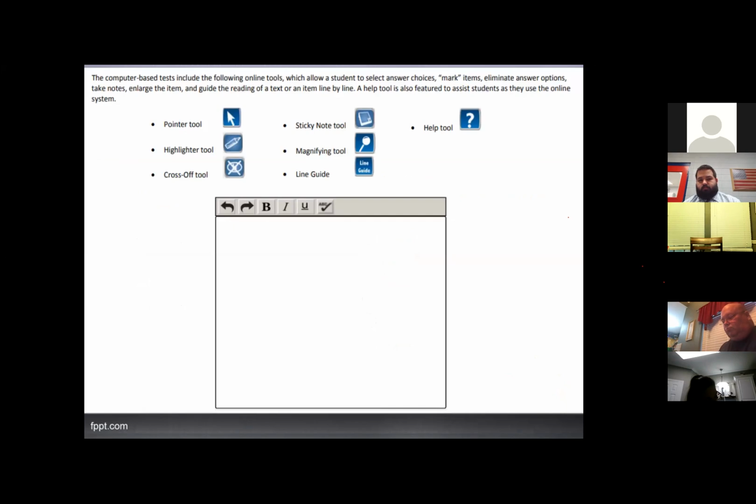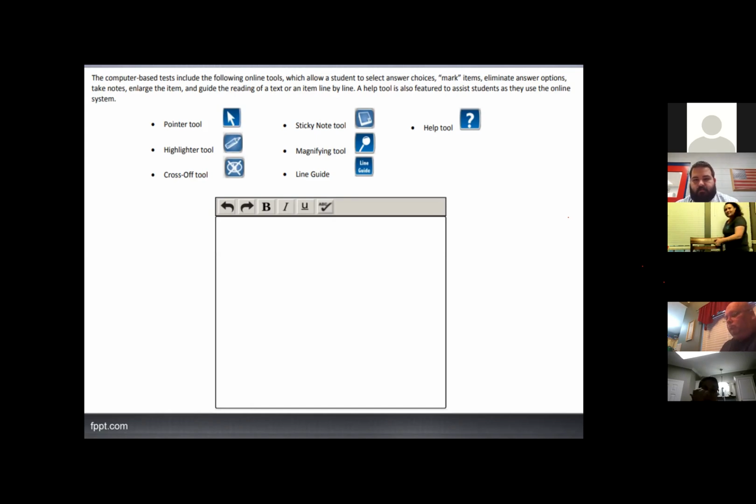For our computer-based students, 5th grade, this is kind of what their screen looks like. This is what they're familiar with. They also have these different tools to help guide them along the way, and they're allowed to use these tools. They're taught using these tools.